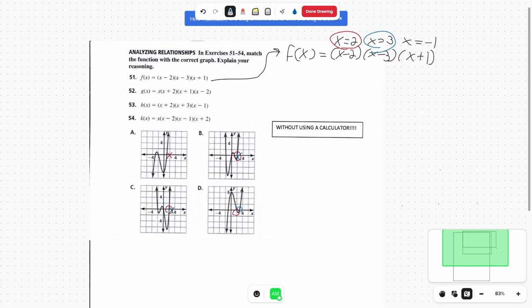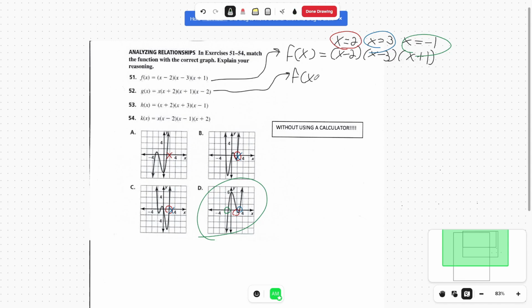A, B, and C are already off the list, but just for fun, we'll look for x equals negative 1, and oh my gosh, what would you know? Look at that. D has it. Okay, cool. So our answer is D for 51. That's all you really have to do for all these.